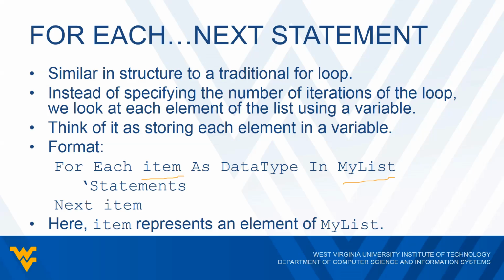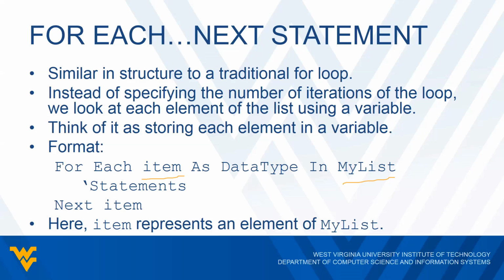The way this is going to work is we take the first item in our list and we store it in the item. And then in the body of the loop, we're going to do something with the item, whatever it is that the loop is supposed to do. Then the next iteration, we're going to go to the next item in our list, store that in our item variable, and then do something with it. And we just keep going until we get to the end of the list. So the number of iterations is going to be the number of elements in our list. We don't know the exact number unless we knew the size of the list.